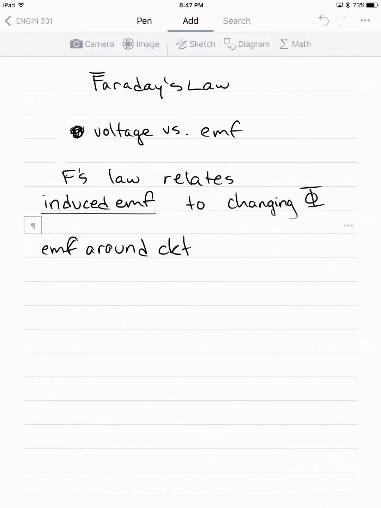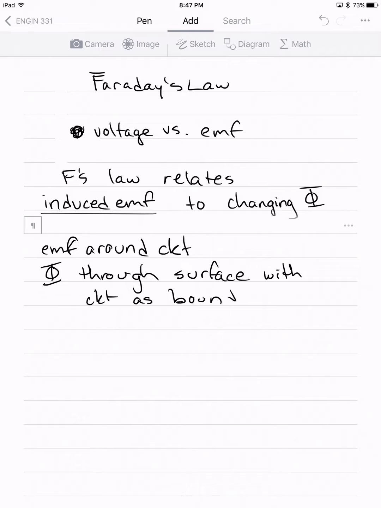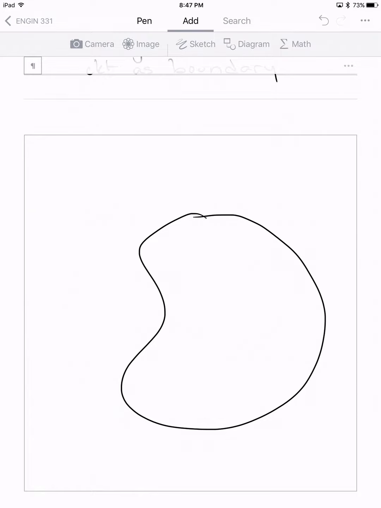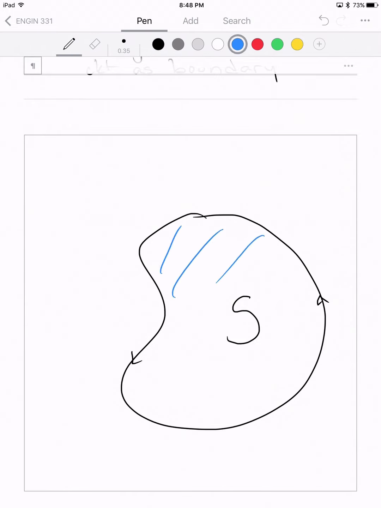And the flux is through the surface defined by that circuit as the boundary. So if I were to draw a picture of that, that would look like this. We have some sort of circuit and it has a direction that's defined around there, which means that this whole inside bit is the surface. Let me make that a blue surface.